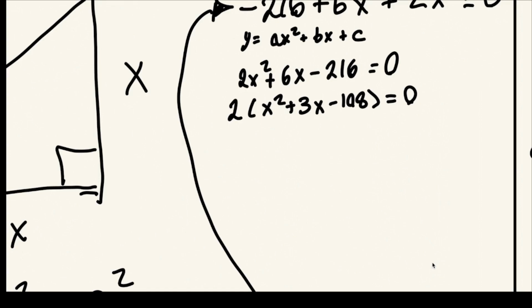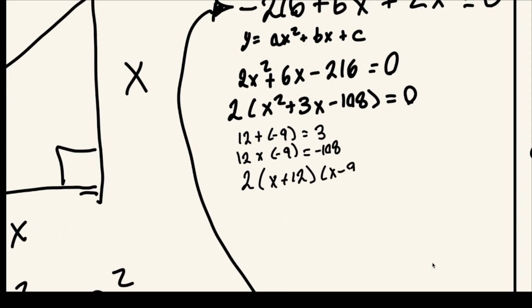So let me think. Let me use my calculator. Oh, I think I found something. No way. Would that work? Yeah, that would. Okay, so we have 12 plus negative 9 equals 3. 12 times negative 9 equals negative 108. So if we do factor it, let me quickly use decomposition. Actually, no, it's fine. I think we're just going to be left with x plus 12, x minus 9. Yeah, we're just left with those.